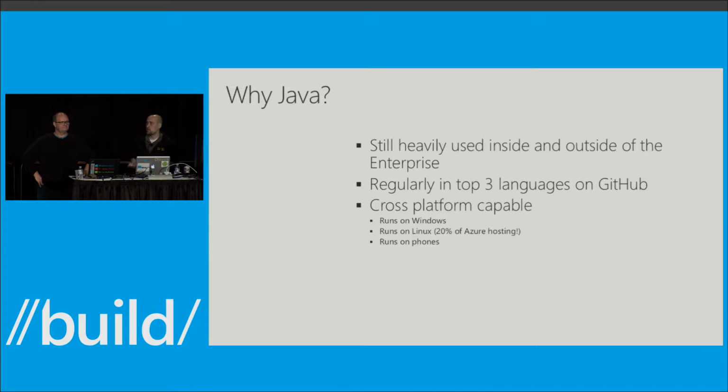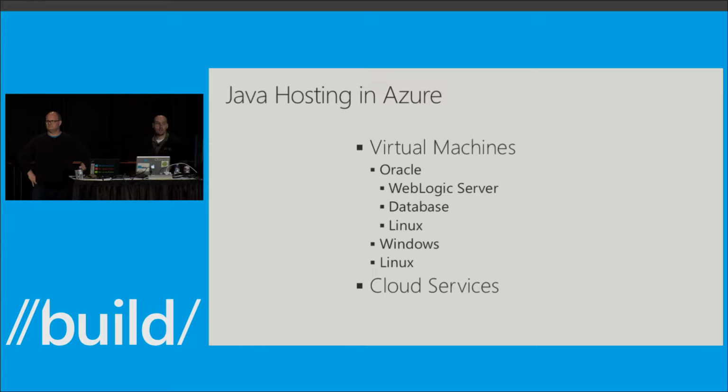And one of the reasons is that Java is very cross-platform. It can run on Windows, it can run on Linux, it can run on phones. It runs in lots of places. In fact, Satya mentioned, I think, last week that 20% of hosting in Azure is accountable for Linux, which oftentimes is going to be running Java. So as far as Java hosting in Azure, we've got virtual machines and we've got cloud services.